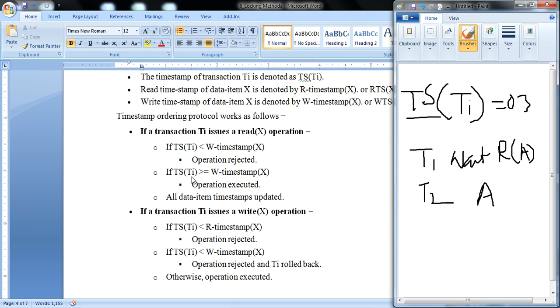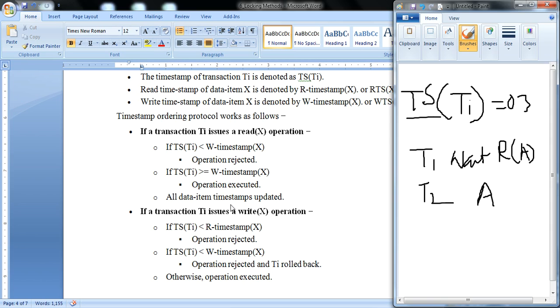Now, the second part is all related to when a transaction wants to read the data item; this condition needs to be verified. This protocol verifies this condition and allows or does not allow the particular transaction. If the transaction timestamp is greater than or equal to the write timestamp of a data item, then the operation is executed. If the transaction time is more than the write timestamp of a data item, then it is allowed.